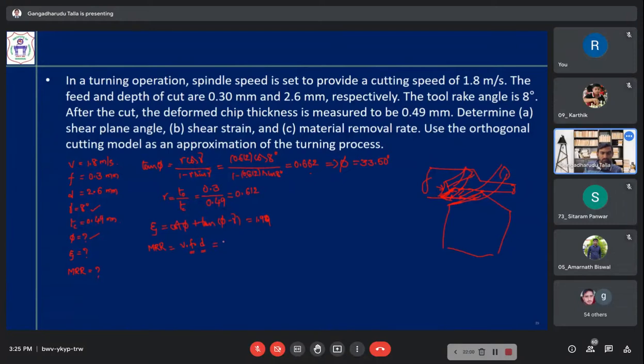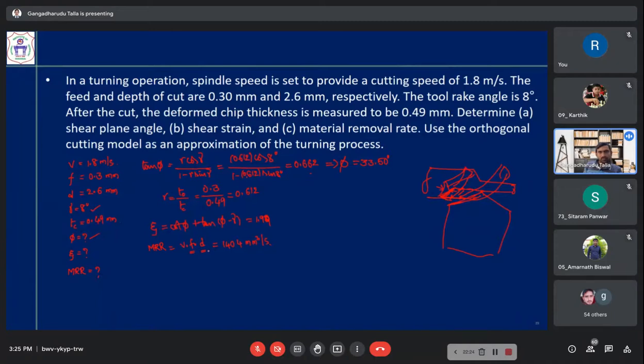1.404. Yeah, it is in meter cube. You convert it to mm cube. Okay, 1.404 mm cube per second. Okay. Now, how has MRR become VFD?